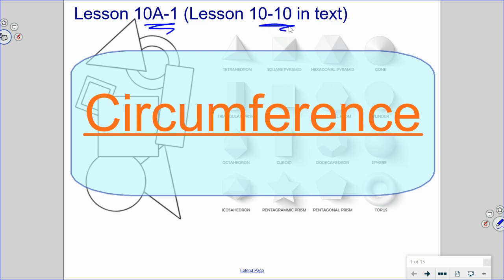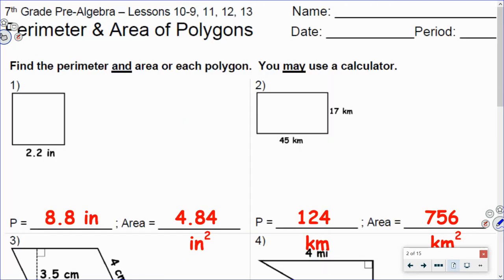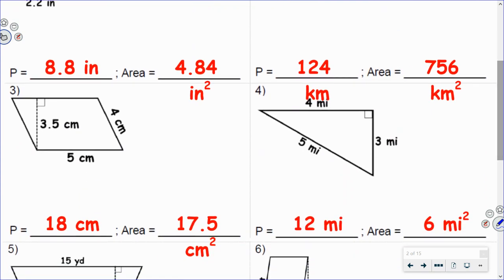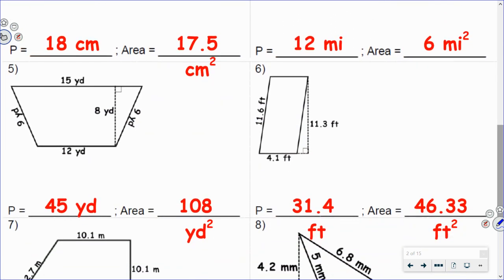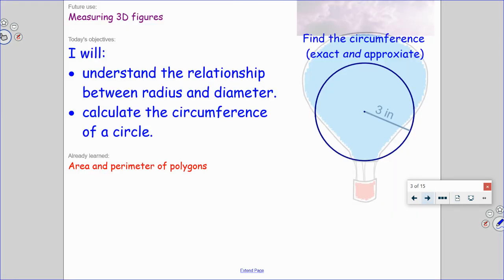I'll call it 10A1. But we're going to go ahead and pause the video, check your answers from the previous assignment. Come on back when you're ready, and I'll just scroll down as we go. Again, if you need to rewind, check some answers, bring some questions for the next day. You know I love questions.